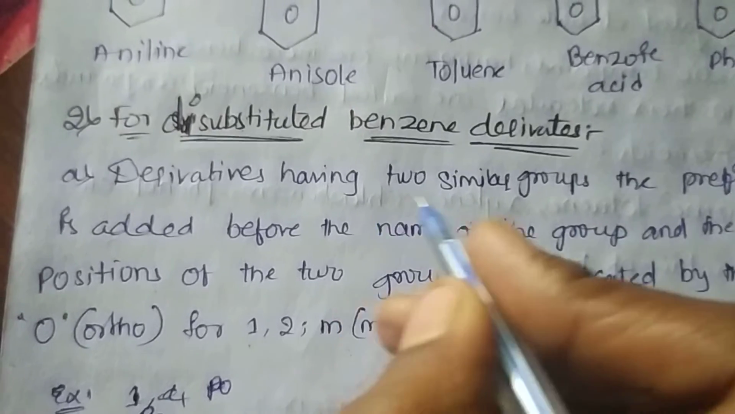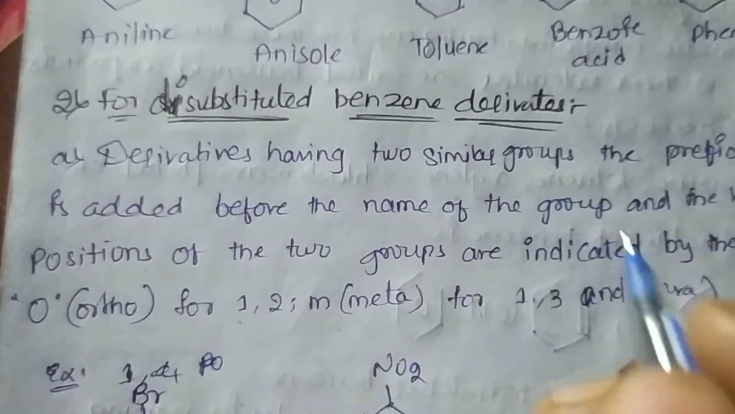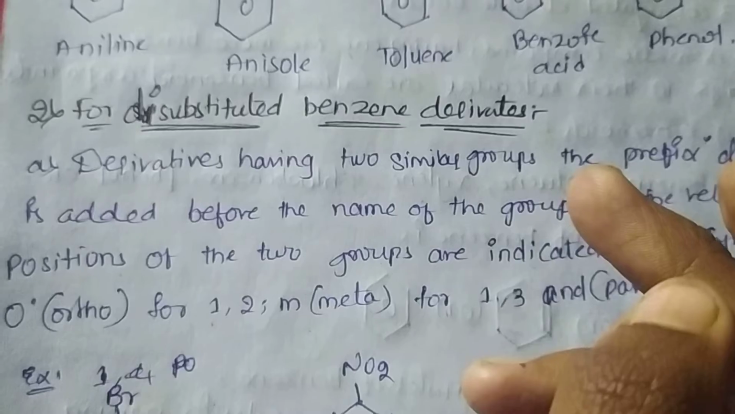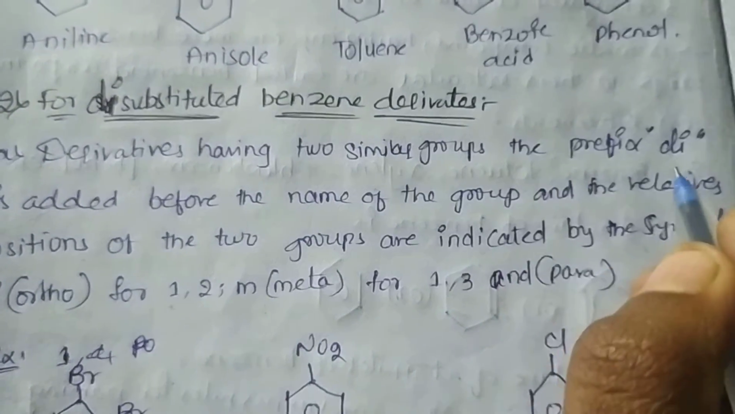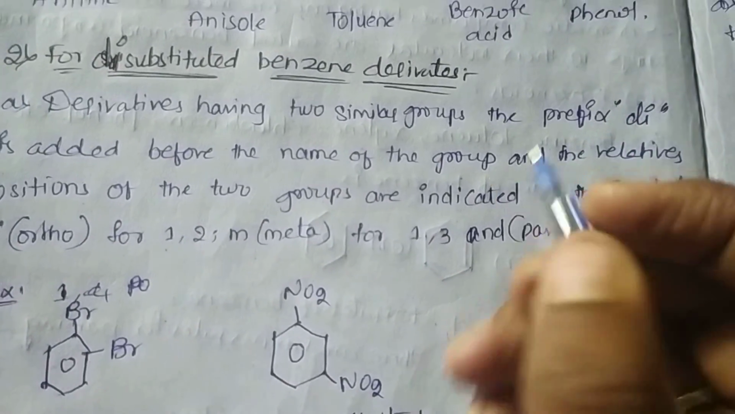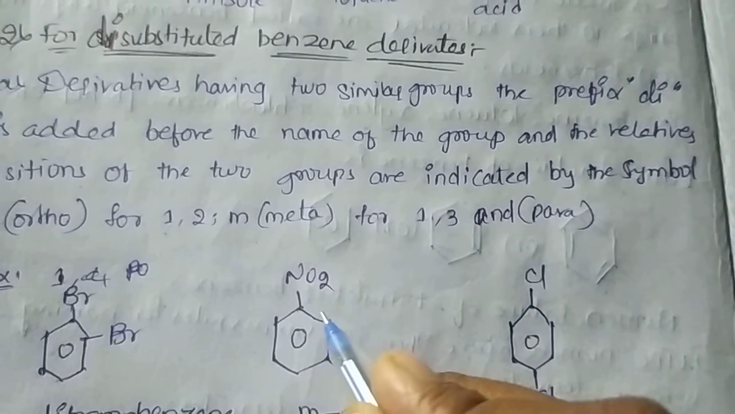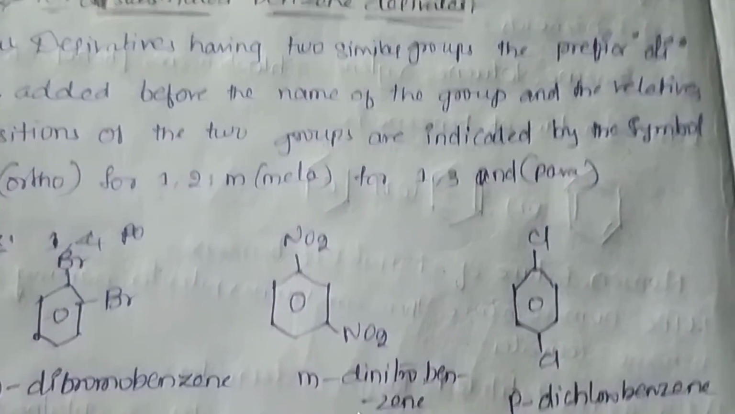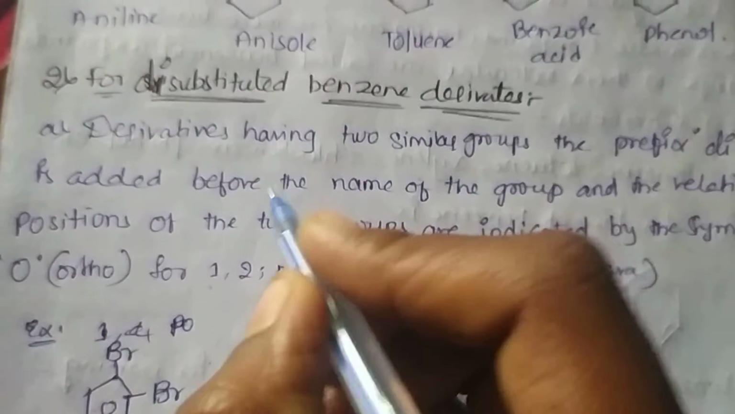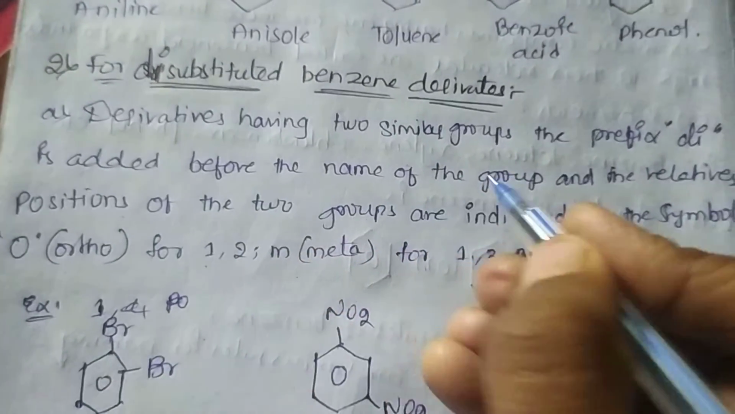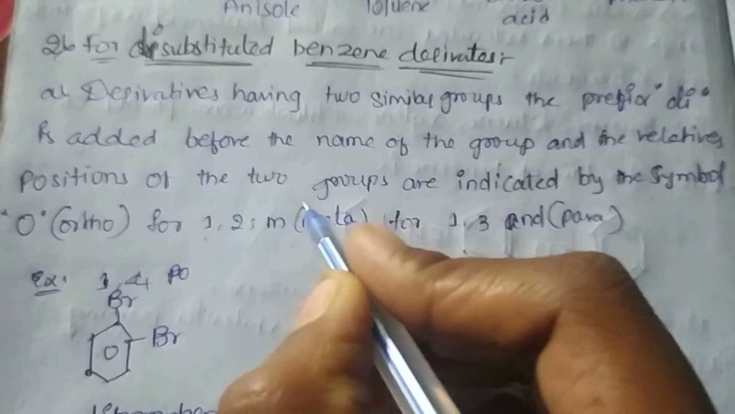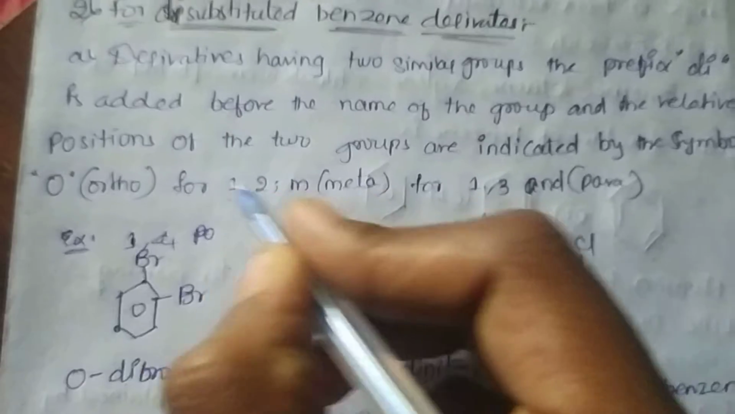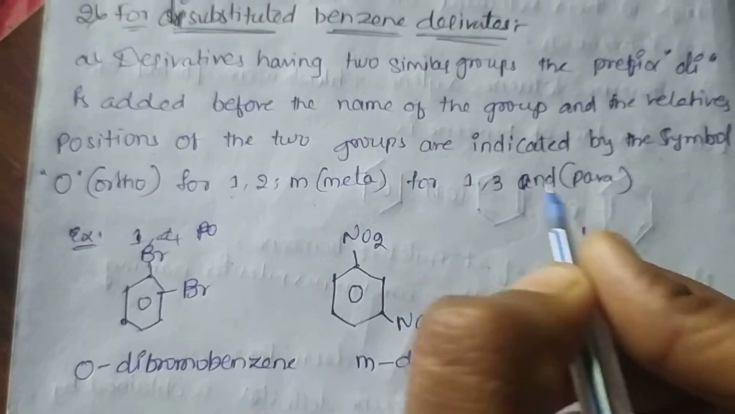And next, disubstituted benzene derivatives. When two substituents are added, that is called disubstituted. For derivatives having two similar groups, the prefix di is given. Considering two nitro groups, it is given the name di, which is added before the name of the group. And the relative positions of the two groups are indicated by the symbols ortho, meta, para.